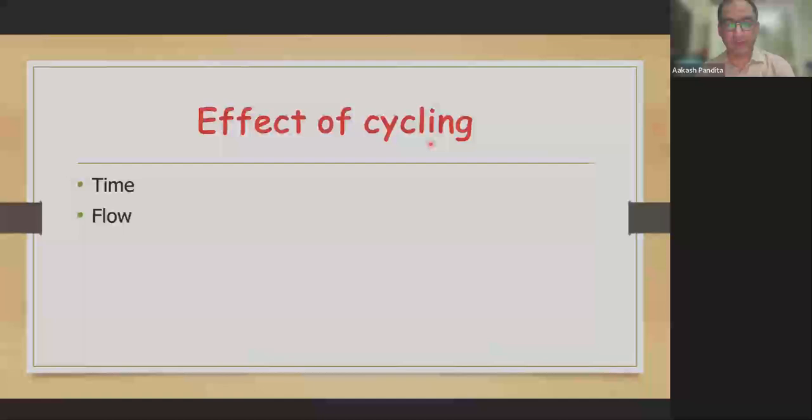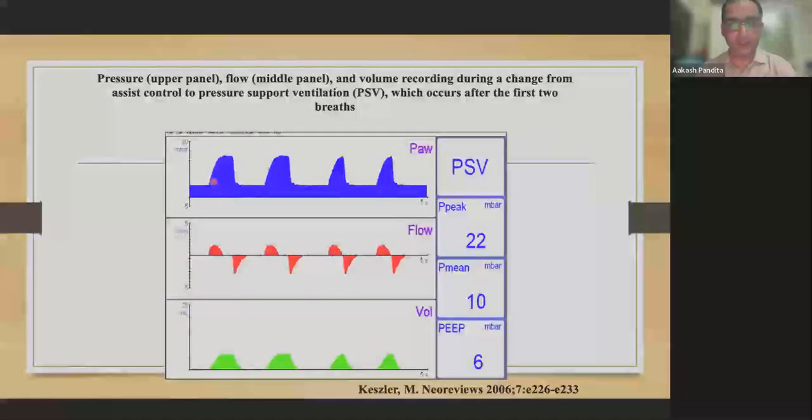Similarly, graphics also tell us about the effect of the cycling. Here we can see that the initial two breaths are assist control, and subsequently this is the PSV. We know that PSV is flow cycled. So here the cycling is based on the flow. You can see the narrowing of the plateaus, and there is no inspiratory lag. That is, as soon as the flow decreases, the expiration starts. So there is no inspiratory hold, which is seen in the assist control or SIMV. Similarly, we can differentiate between SIMV or assist control.